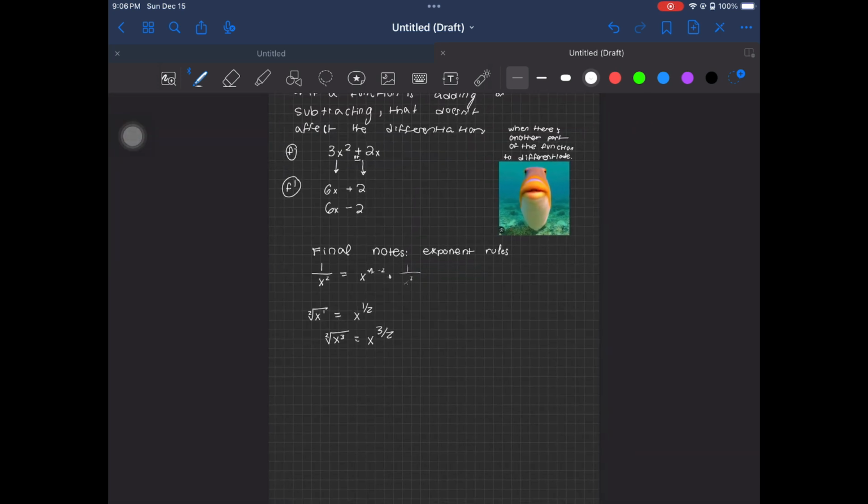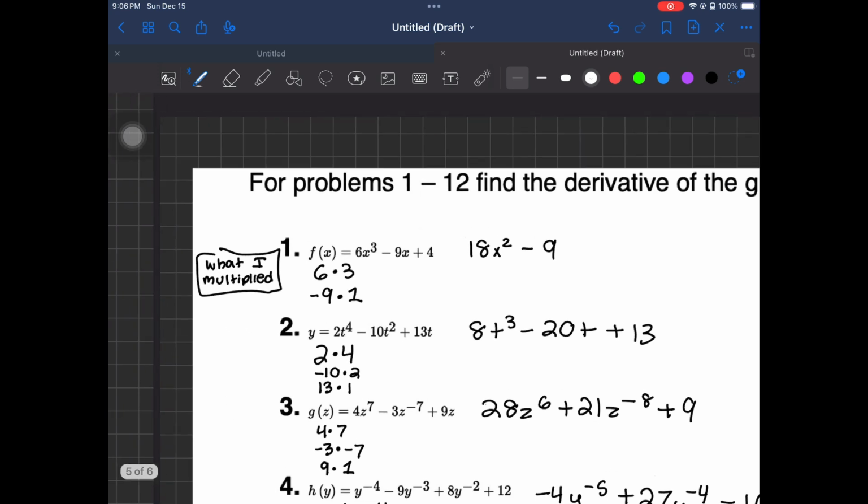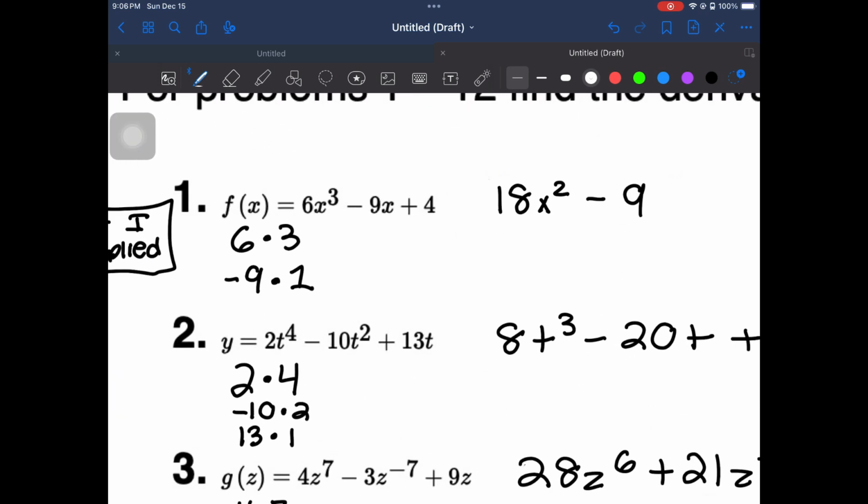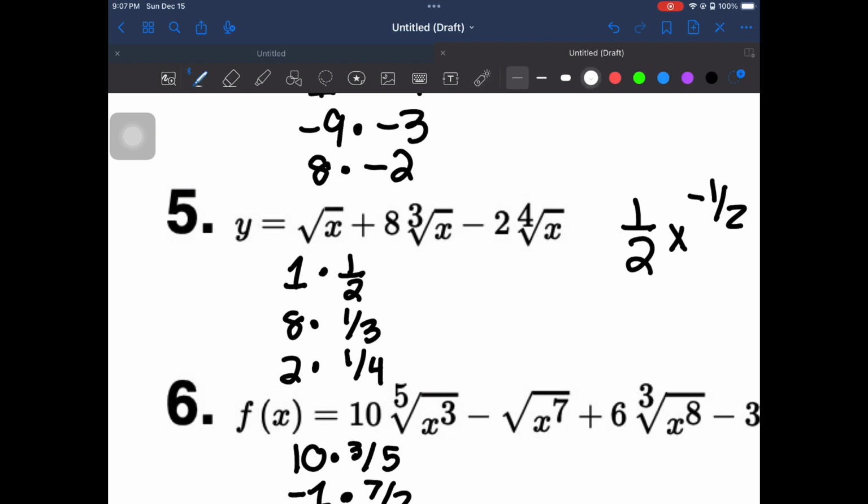Okay, now let's go over our examples. So here we have 6x to the third power. So this 6 would multiply to this 3. That would make 18. And then this negative 9 would multiply to this first exponent. That would become minus 9. This would actually be the same thing, we remember, as x to the 1/2. And there's no clear constant here, so let's just assume it's 1. So it would be 1 times 1/2 multiplying here.